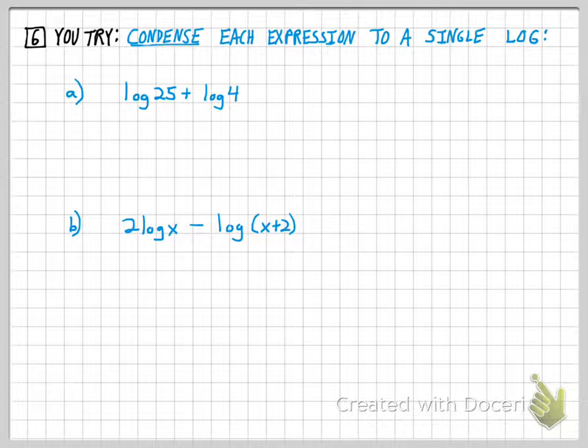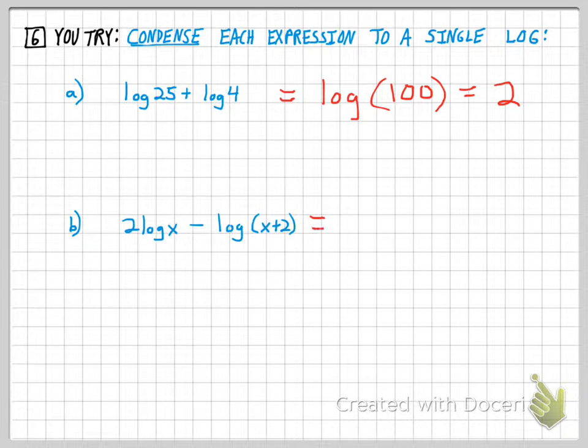Alright, let's have you try two. Number one, can you condense this logarithm into a single logarithm? Okay, should be log of the product of 25 and 4, which is 100. And this is one that also works out because common log of 100 is the number 2. Try letter B.